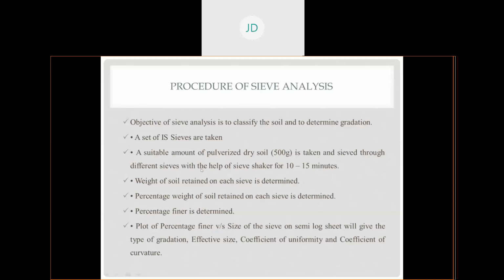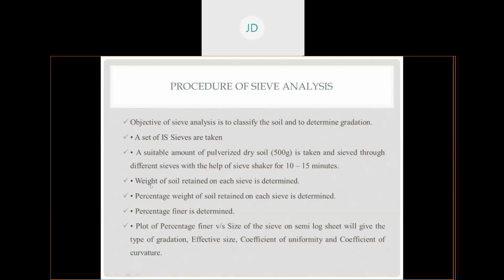It is taken and sieved through different sieves with the help of a sieve shaker for 10 to 15 minutes. There is an apparatus, the sieve shaker, or you can also do it manually. You just take the whole set in your hand and shake the apparatus for 10 to 15 minutes. Then what will happen? Due to the vibration of shaking, soil particles will fall down to different sieves, isn't it?